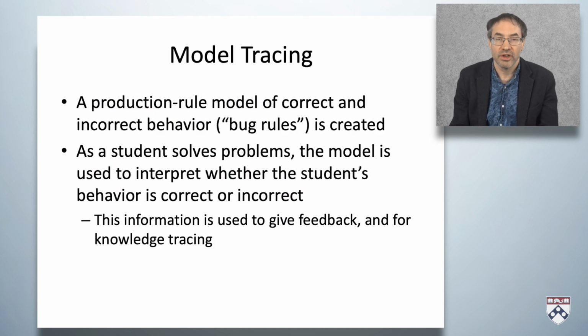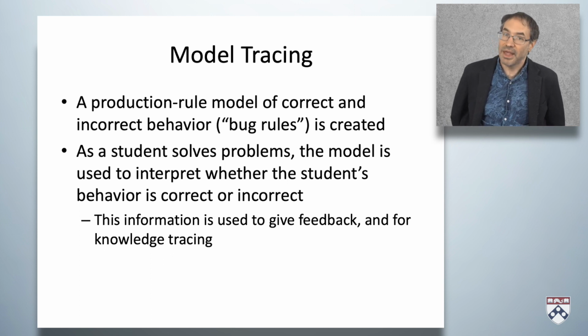In model tracing, a production rule model of correct and incorrect behavior, which is referred to as bug rules or buggy rules, is created. And as a student solves problems, the model is used to interpret whether the student's behavior is correct or incorrect. And this information is used to give feedback and for knowledge tracing.